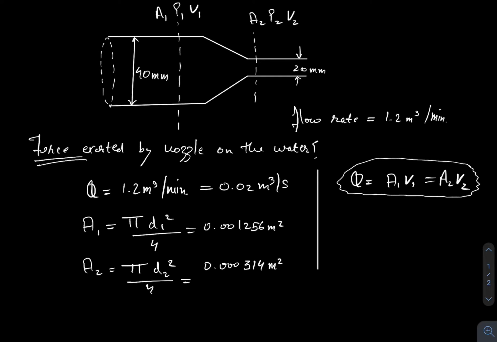First of all, by applying the continuity equation, as I have already calculated A1 and A2, and Q is given, I can now find V1 and V2. After putting in the values of Q, which is 0.02 meter cube per second, and the values of A1 and A2, we get V1 equal to 15.92 meter per second, and V2 equal to 63.69 meter per second.